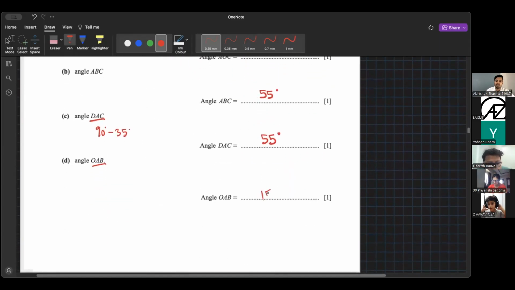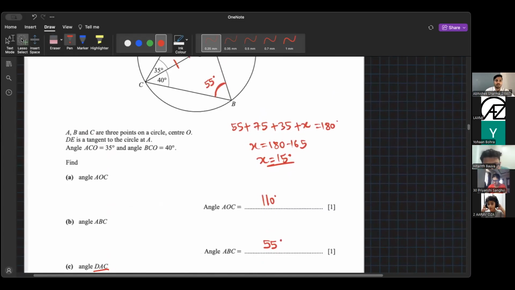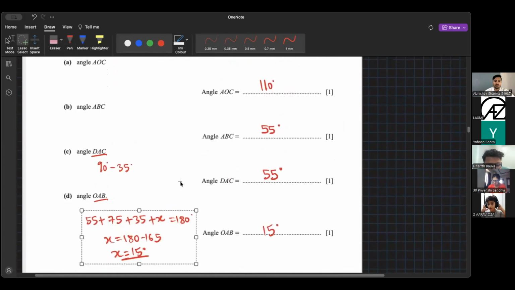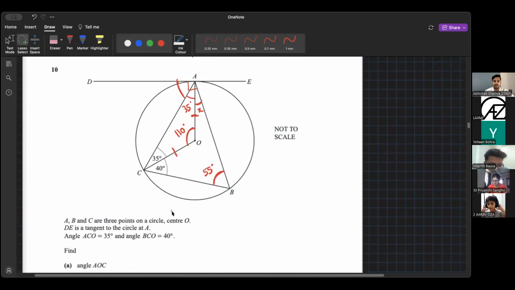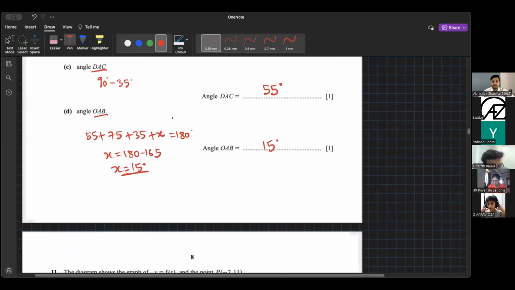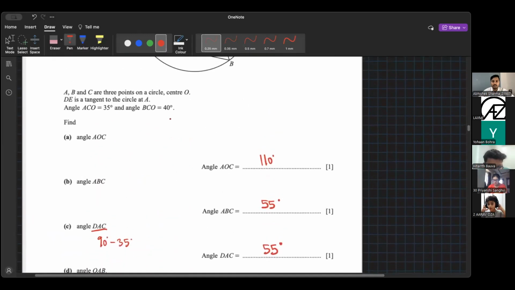You could have done the alternate segment theorem for DAC. DAC, yes, we can also do the alternate segment theorem. Here it is 55 and this is also 55. We can do the alternate segment theorem, that's perfect. And we can also do simply 90 minus 35, that is 55. So verified. Shall we move on now?